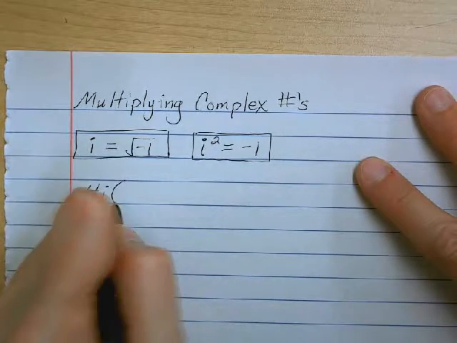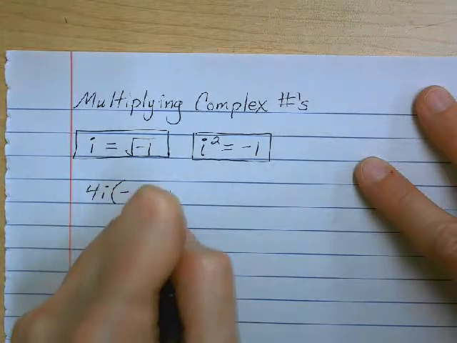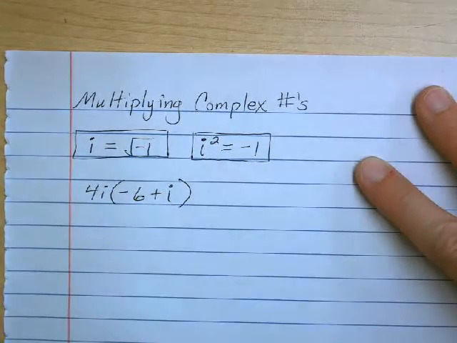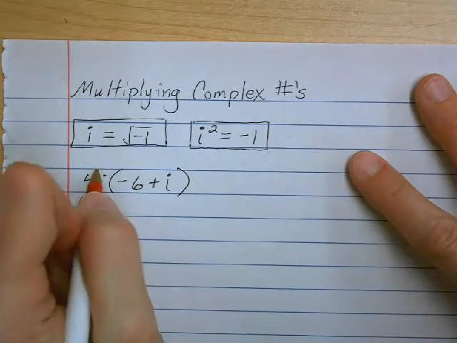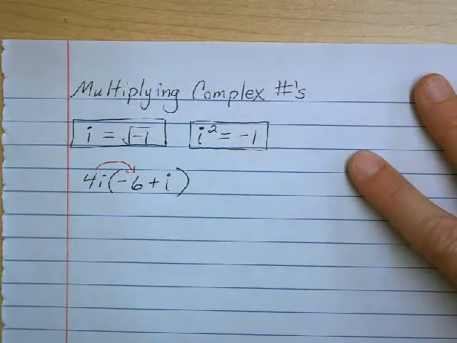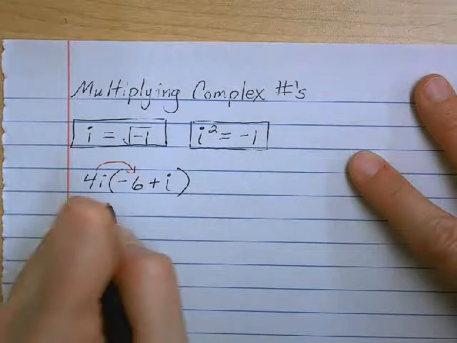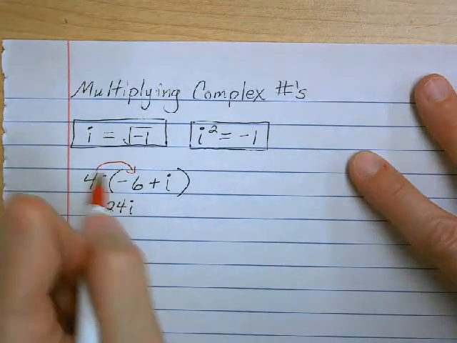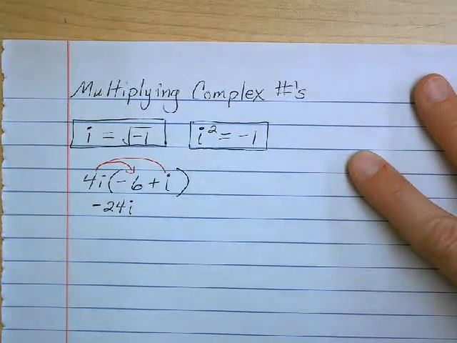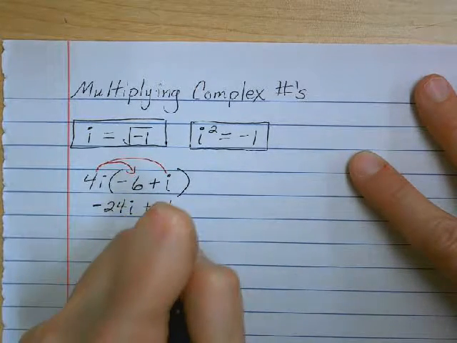The first problem we're going to do is a multiplication problem. It should be printed on your note sheet there so you could copy and follow along. You can pause the video as needed. We're going to learn how to multiply complex numbers out. You need to use the distributive property. First, you multiply 4i times -6. That'll give you -24i. Then you take 4i times i. That'll be 4i squared.